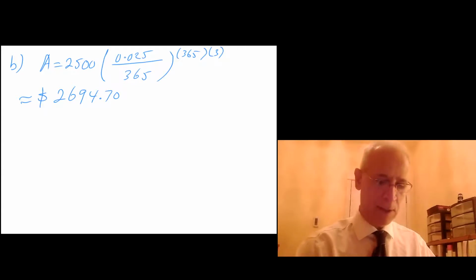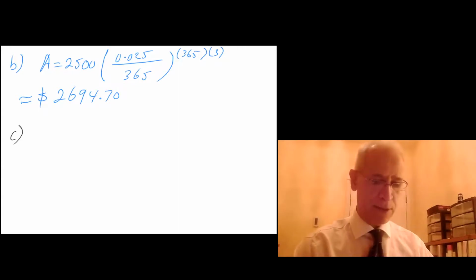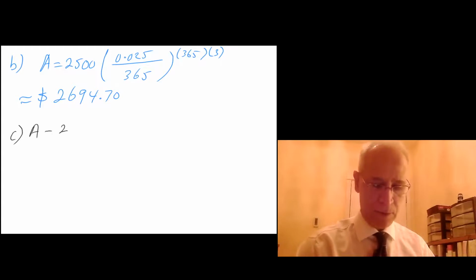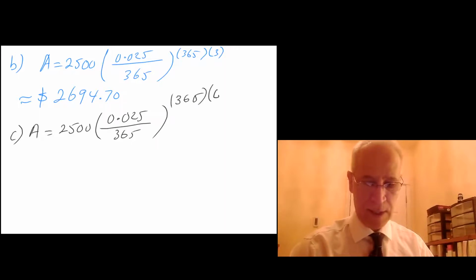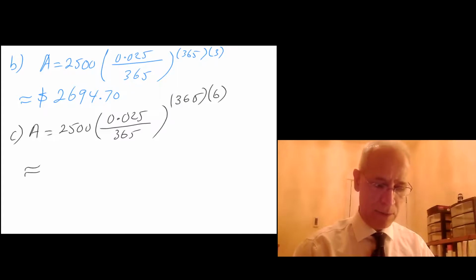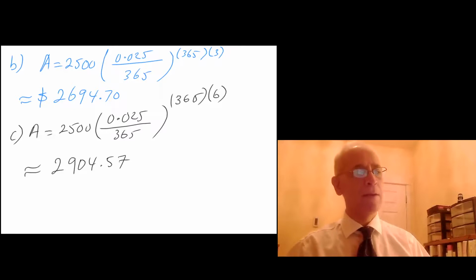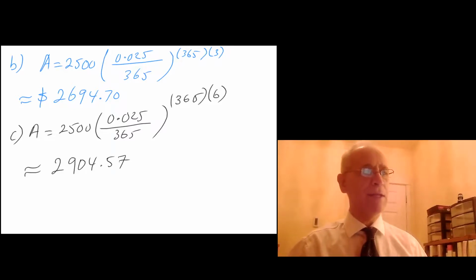And part C, let's say for 6 years. For 6 years, amount equals 2,500 times 1 plus 0.025 divided by 365, which is my n, to the power of 365 times 6. And to the nearest penny, it's going to be 2,904.57.